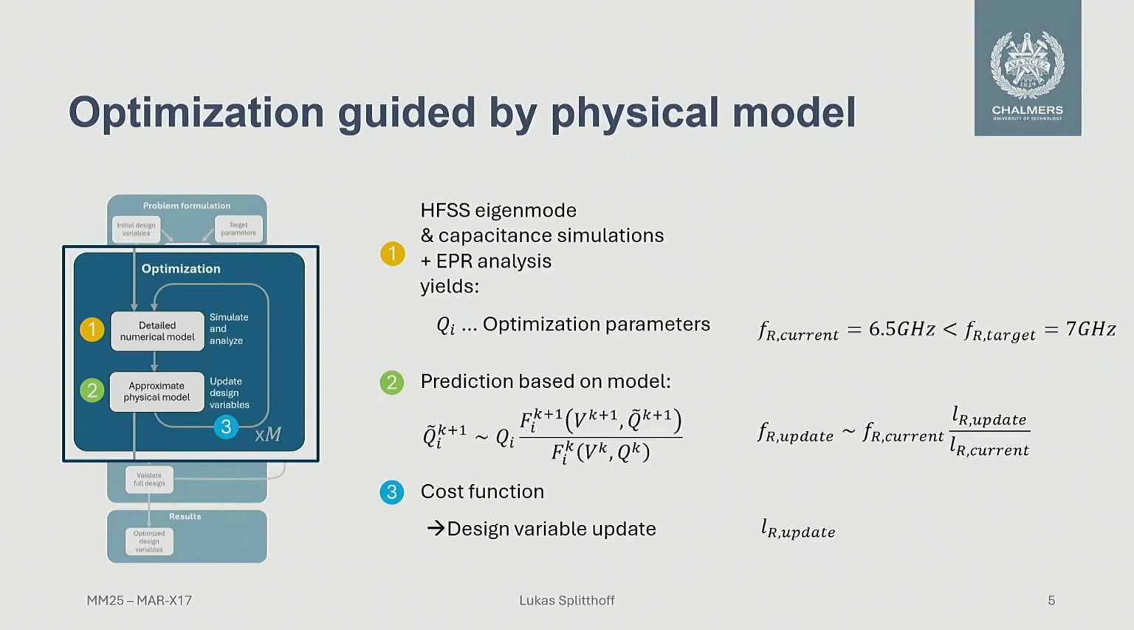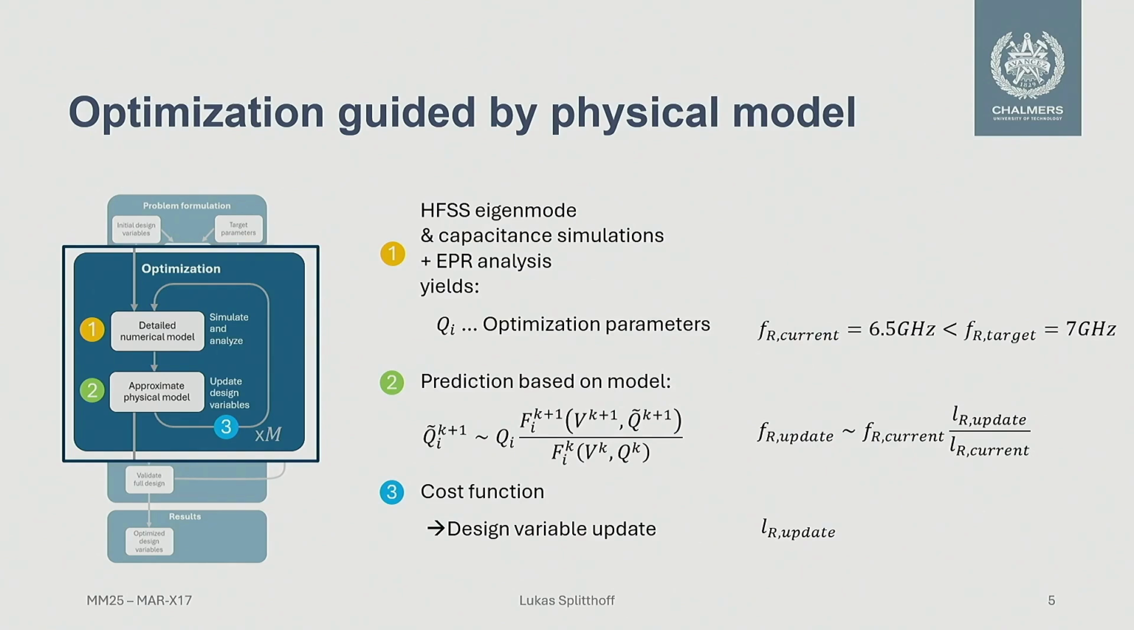Now, when we step through the optimizer, we start all the way at the end there with a detailed numerical model. And this can be an HFSS eigenmode simulation, it can be a capacitance simulation, it can be an EPR analysis. These are the 3 simulation and analysis types that we've implemented right now, but we're working on several more. But what they give us are the optimization targets Q, which we like to compare.